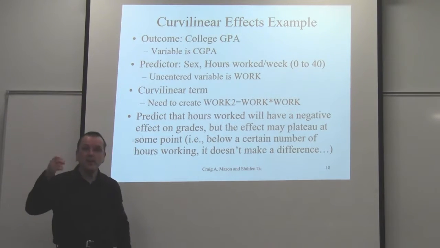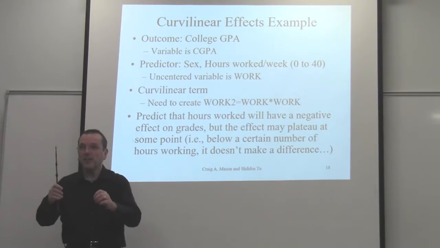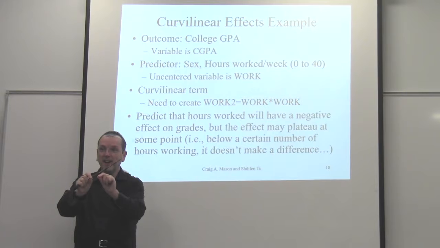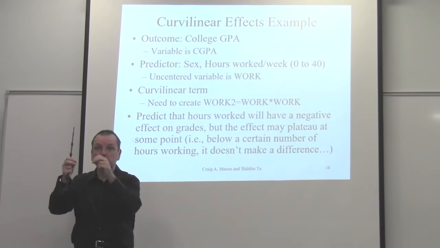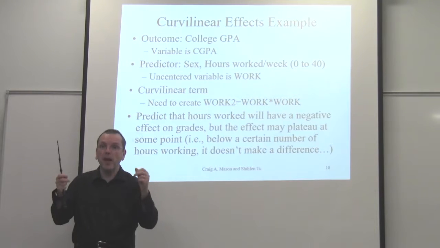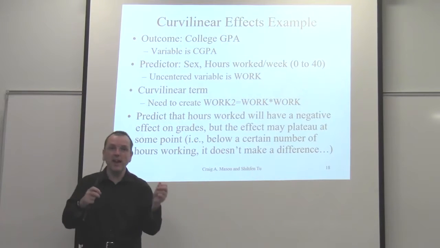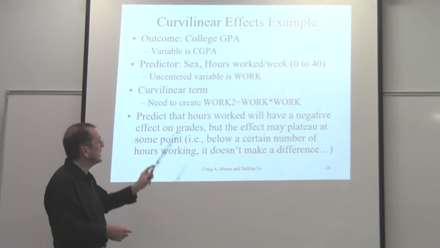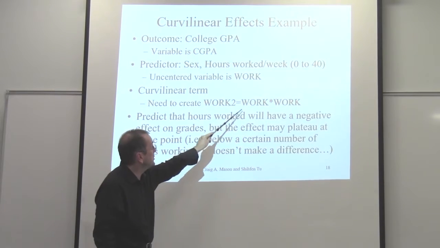Now, to make your curvilinear effect, all you do is, for a curvilinear effect, you take your continuous variable and square it. Multiply it by itself. In that sense, it's kind of an interaction with itself. Instead of work times sex or work times anxiety, it's work times work. That's how you make these cool curves. So I'm going to make a new variable called work2, which is just work times work.